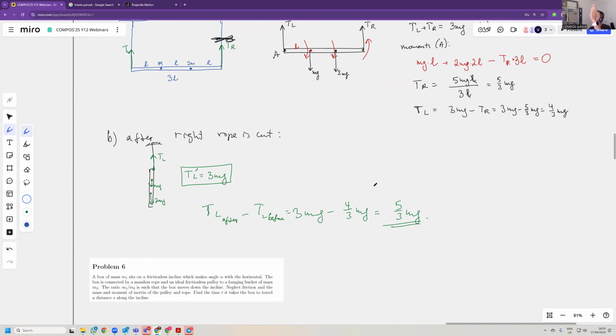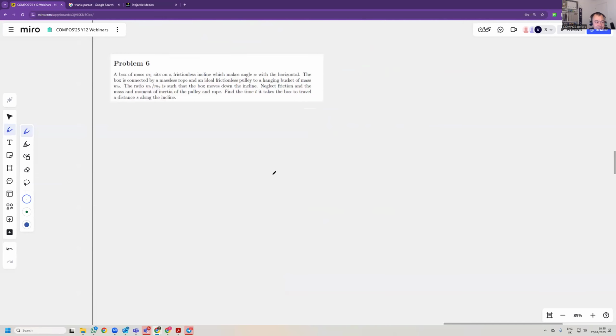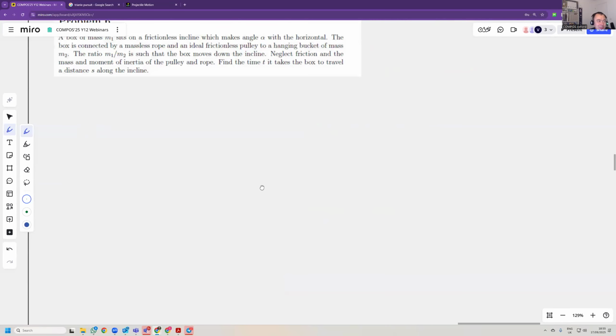Initially it doesn't change. So if you cut the rope at R, I would imagine that there's no change in tension at L at that instant. So it takes some time to settle down. Okay, problem 6.